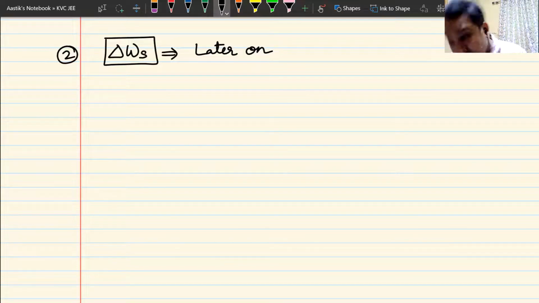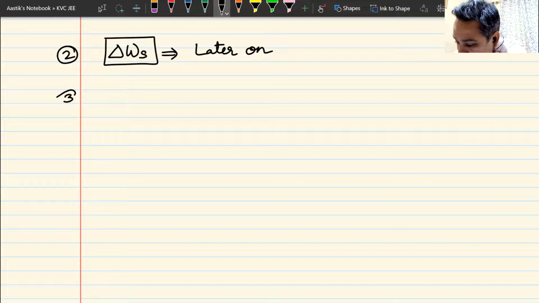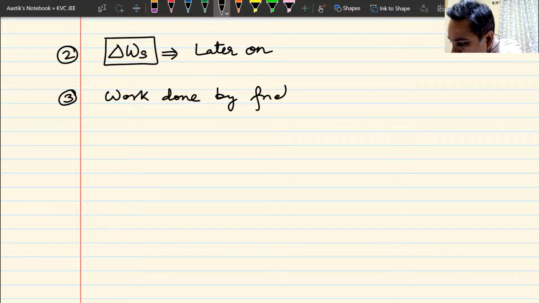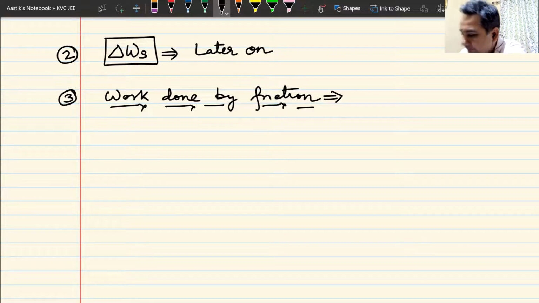The third one and the most important one over here, which might bring somewhat confusion, is work done by friction. Now, this is the part that confuses most of the students. So I would request you to pay some attention when we are discussing this part, work done by friction.